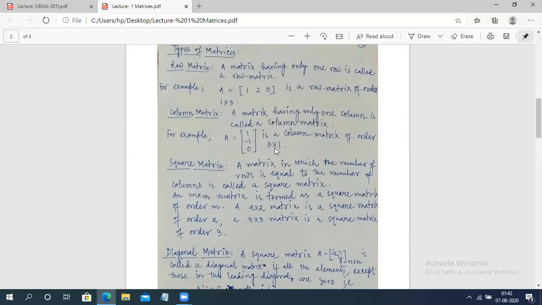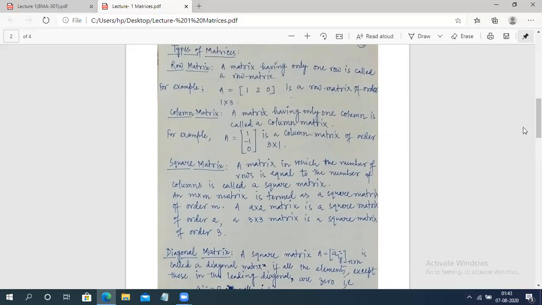Column matrix means only one column. It may have any number of rows. It may be 1, it may be 2, it may be 3, it may be 4. It doesn't make any difference. But a column matrix should be of order m by 1. That means there will be only one column. And in a row matrix, the order will be 1 cross n, where n may be any number. Okay, so this is the definition of row matrix and column matrix.